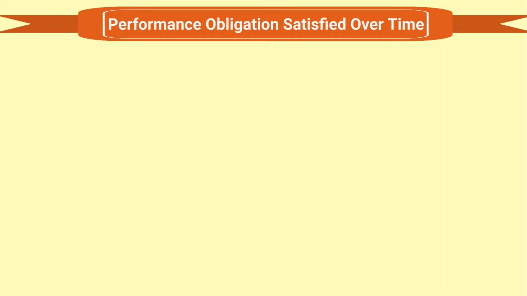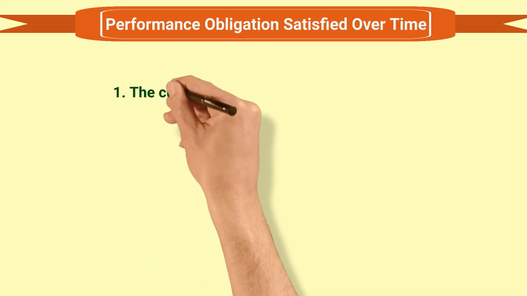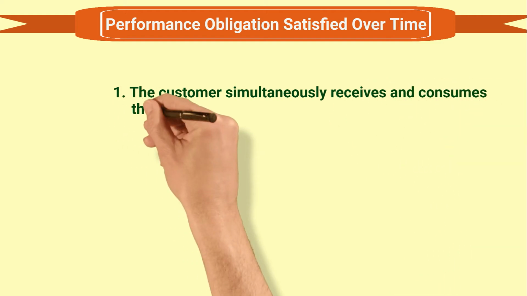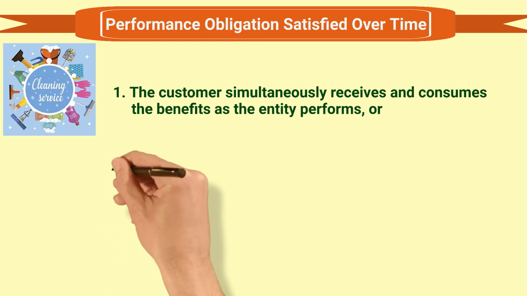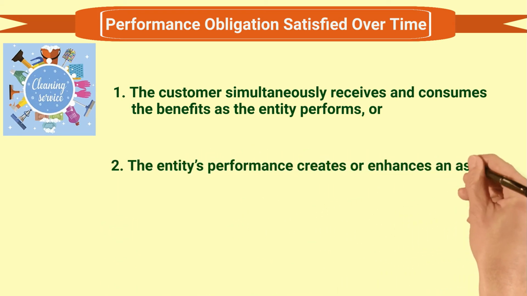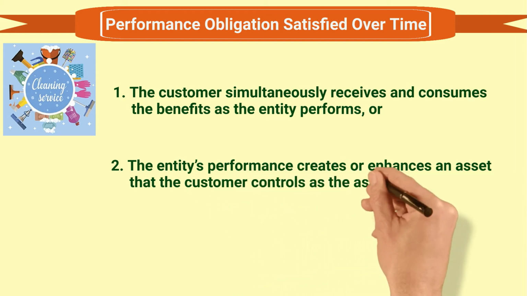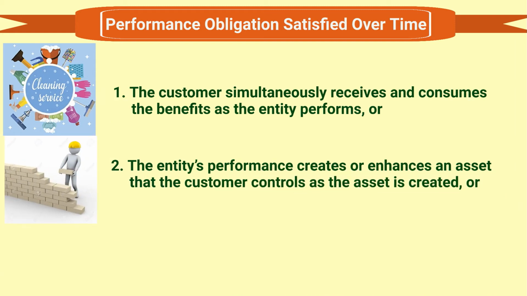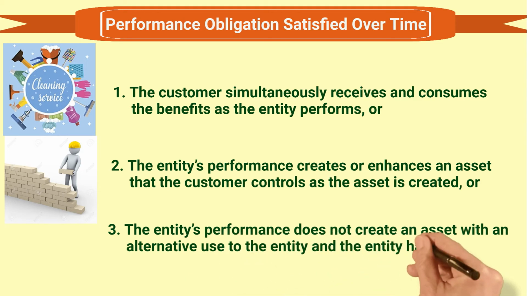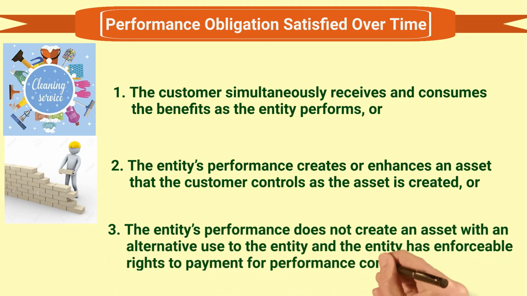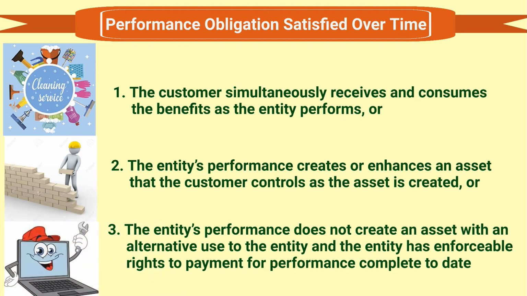In order for a performance obligation to qualify as one that is satisfied over time, one of 3 criteria must be met. Number 1, the customer simultaneously receives and consumes the benefits as the entity performs, or number 2, the entity's performance creates or enhances an asset that the customer controls as the asset is created, or number 3, the entity's performance does not create an asset with an alternative use to the entity, and the entity has enforceable rights to payment for performance completed to date.